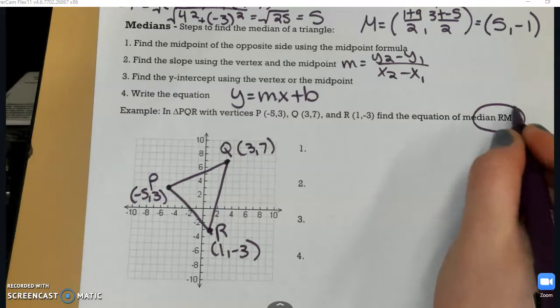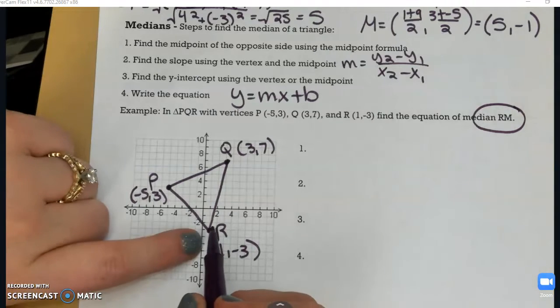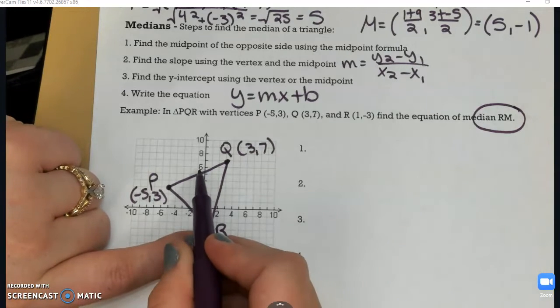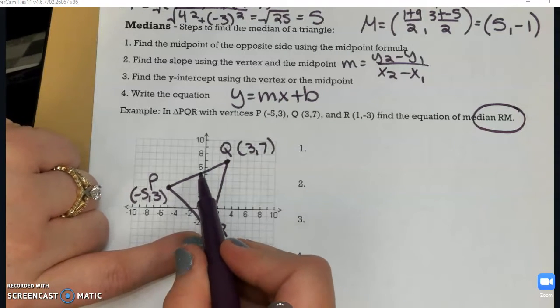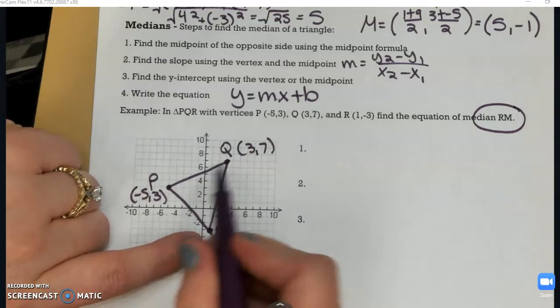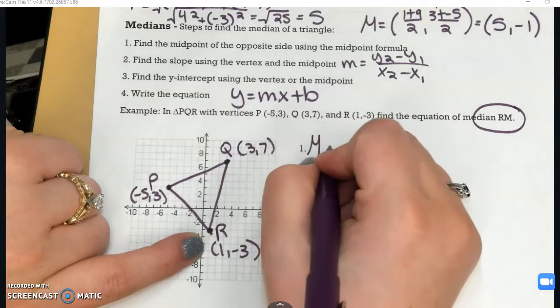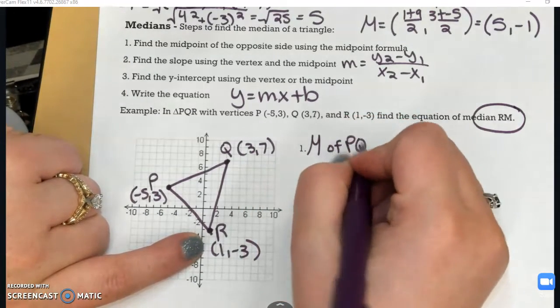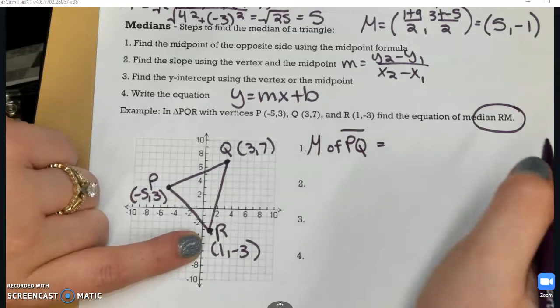So if I'm doing median RM, that means it's going to be drawn from R to the midpoint of the opposite side. The opposite side being PQ. So this is the side I need to find the midpoint of. I need to find the midpoint of PQ. So I'm just going to use my midpoint formula.